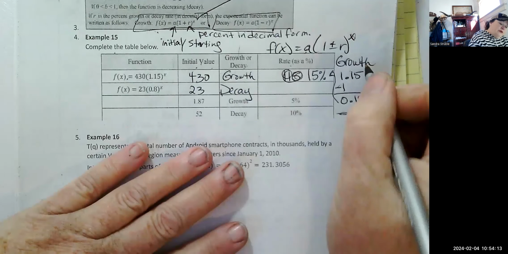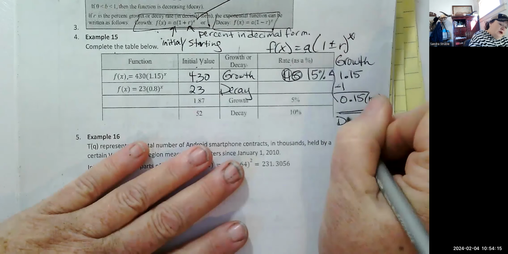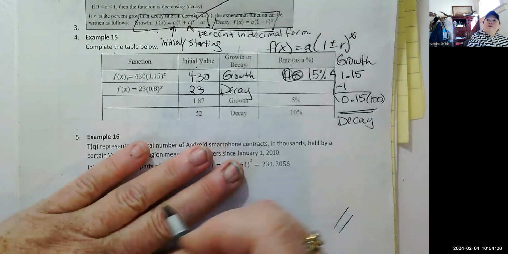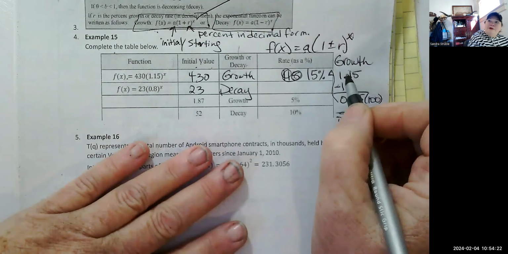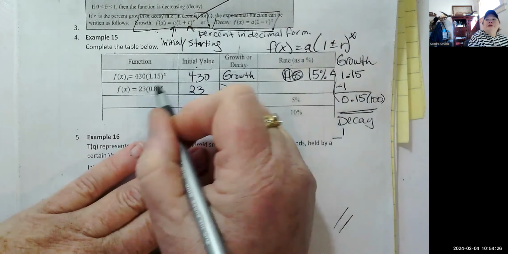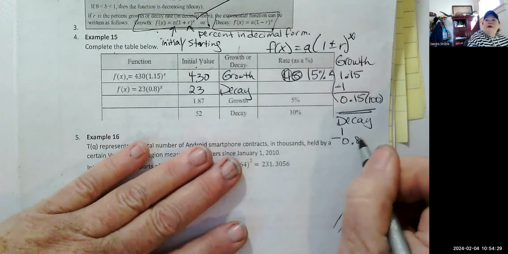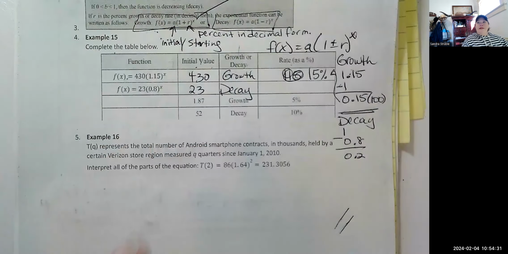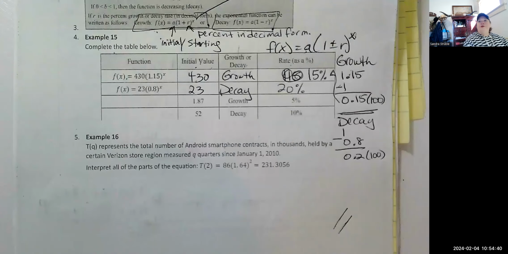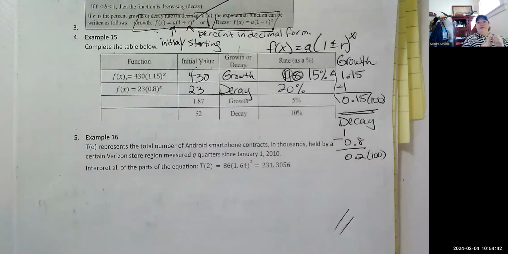All right, decay is different. Here, this is our growth, how to handle it. For growth, you subtract 1 from what's in the parentheses. For decay, you go 1 minus what's in the parentheses, which is 0.8. So we get 0.2. Once we get the decimal, we switch that to a percentage the same way, by multiplying by 100. And I get 20%. Do not forget to multiply by 100. That's the big thing that people forget.